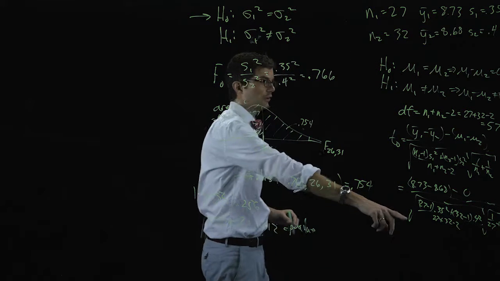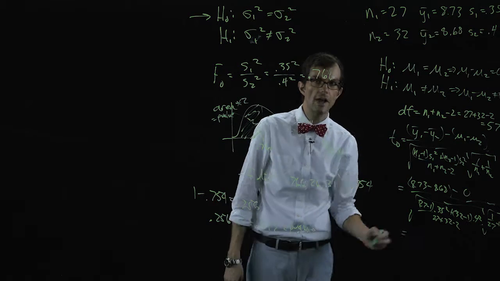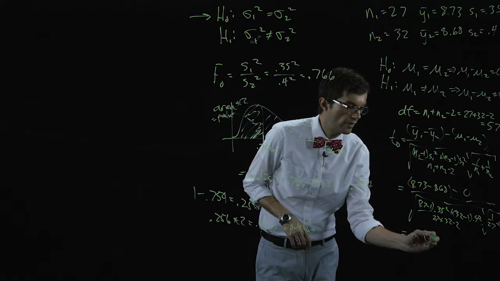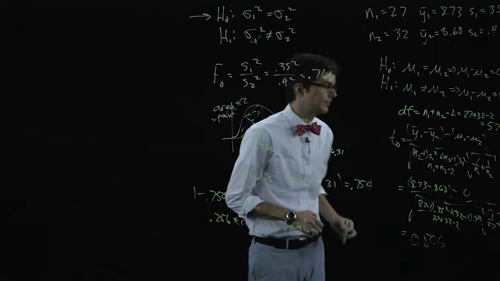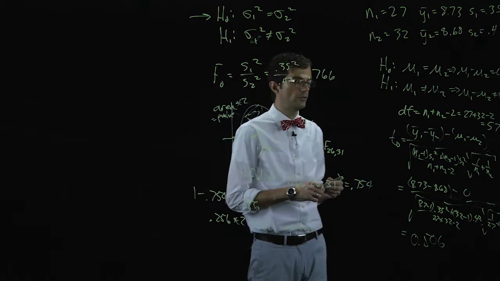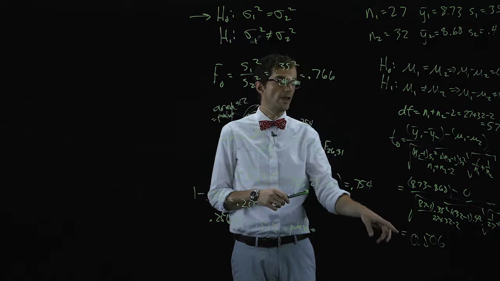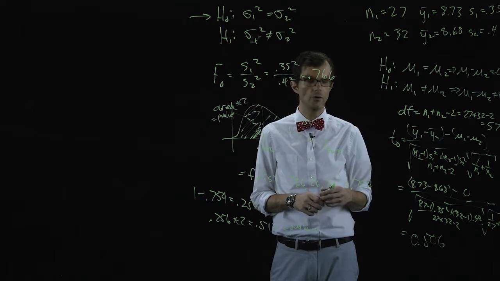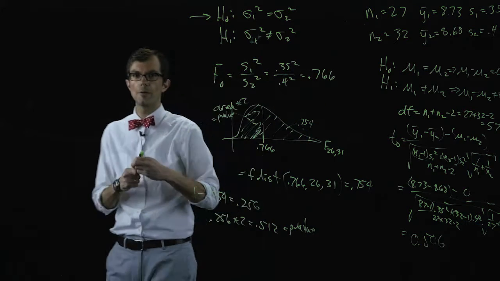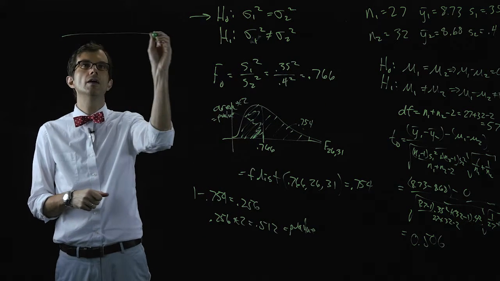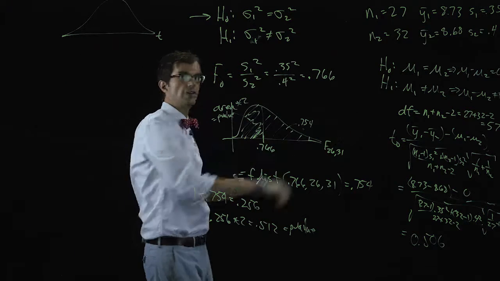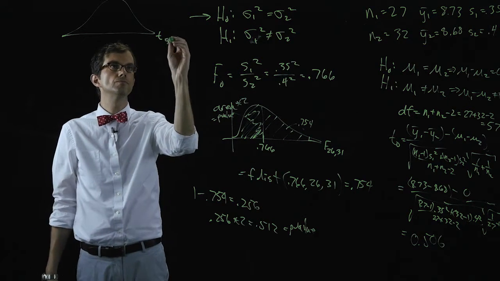Okay? So this is our test statistic. We can work this out, just arithmetic, and that's equal to 0.506. So we have a test statistic, t naught, of 0.506. So let's go over here where we've got some room, okay? And we have a t distribution with 57 degrees of freedom.